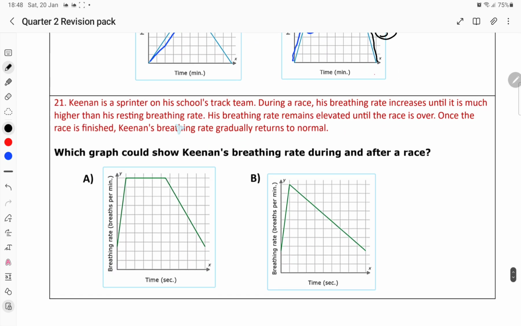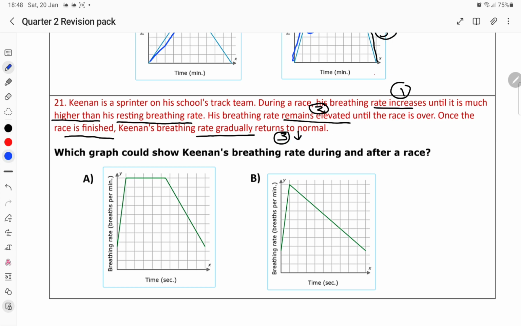Kenan is a sprinter on his school's track team. During the race, his breathing rate increased until it is much higher than his resting breathing rate. His breathing rate remains elevated. So first it increases and then it remains elevated until the race is over. Once the race is finished, Kenan's breathing rate gradually returns to normal, so it decreases again.